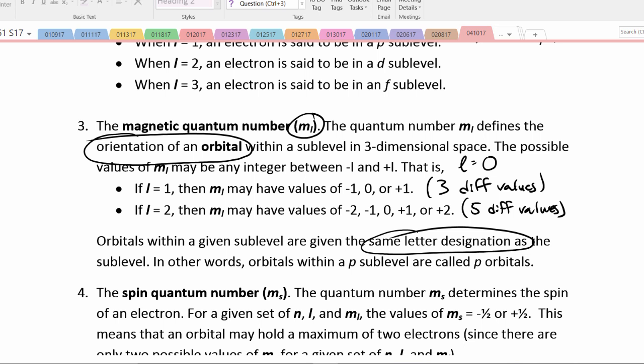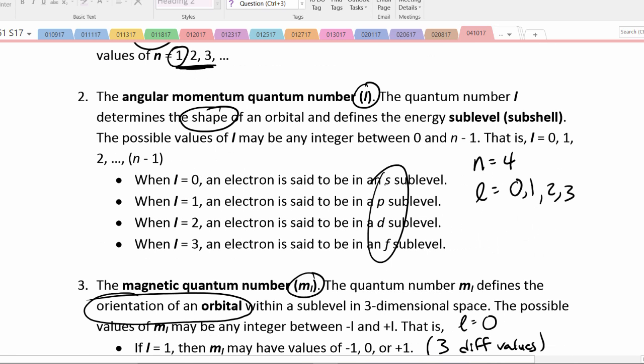Now as far as where the letters S, P, D, and F come from, these come from description of the line spectra. So when we looked at the line spectra in here, there's things like, I think P is primary, D is diffuse, F is fundamental. So they come from different descriptions of the line spectra that are observed.